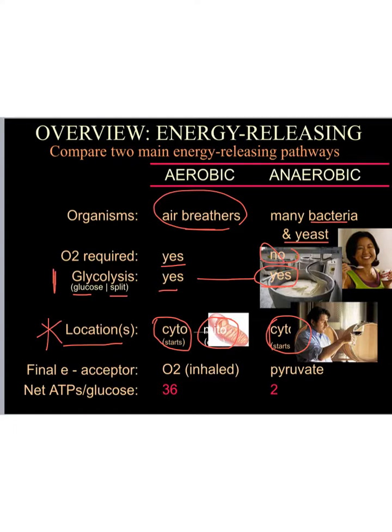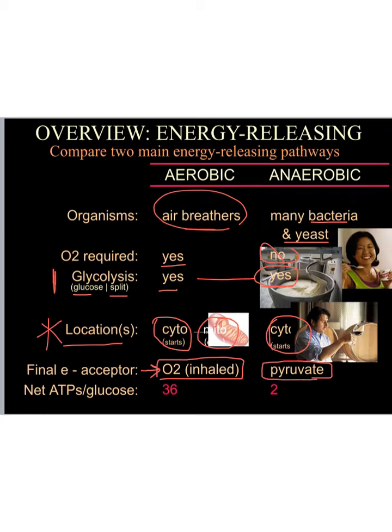Anaerobic respirators cannot carry out the citric acid cycle or the electron transport chain. Therefore, their processes end in the cytoplasm where they begin. We'll talk a little bit later on about what this means, the final electron acceptor. But in aerobic respirators, that final electron acceptor is going to be oxygen. In anaerobic respirators, the final electron acceptor is going to be a molecule called pyruvate, and we'll talk about that in just a second.